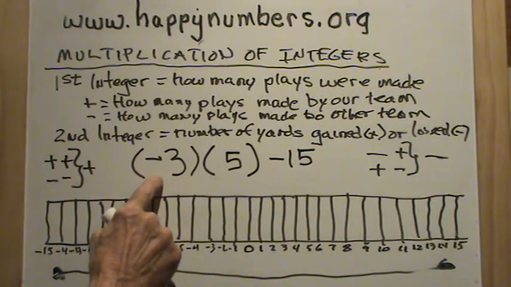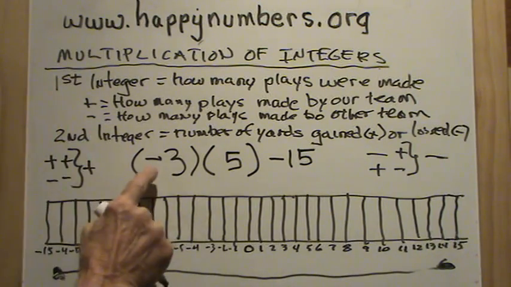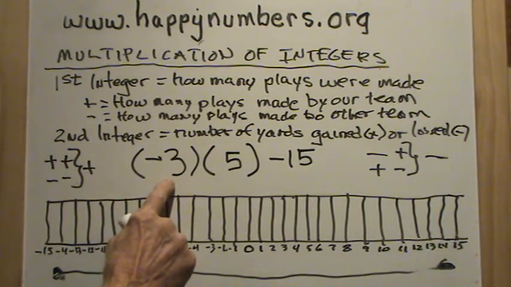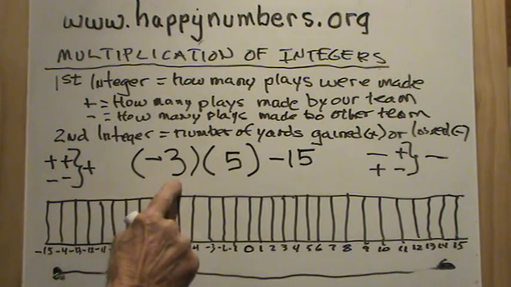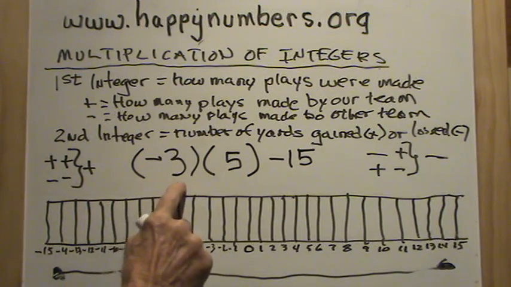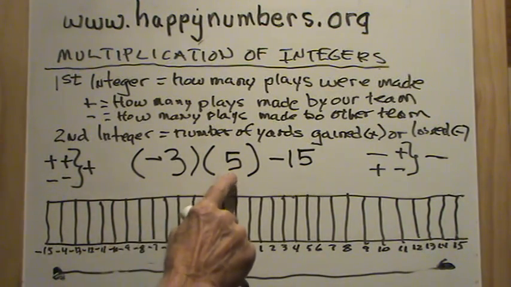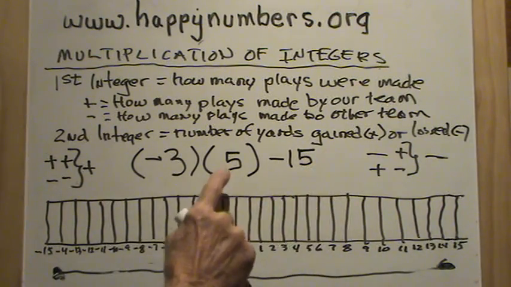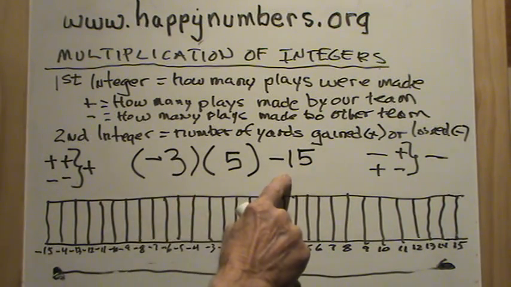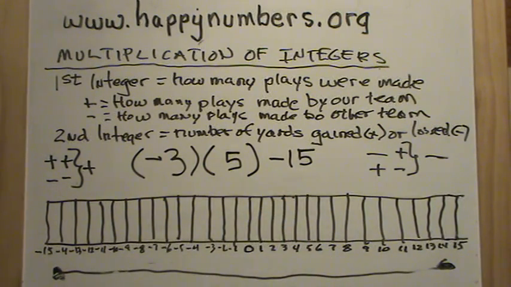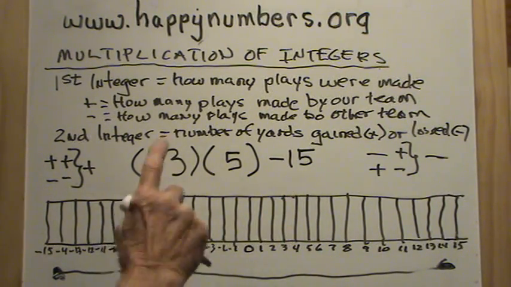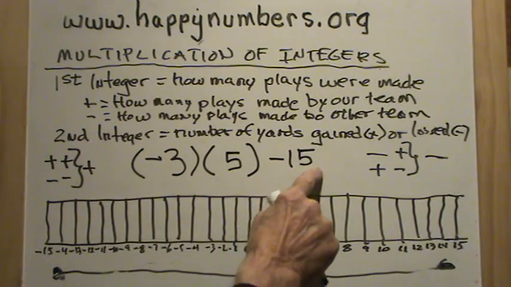The other team did 3 plays. The first number is negative, so we think in terms of how many plays, and since it's negative, it means the other team did the play. So the other team had 3 plays, and on each play, they gained 5 yards, since this is positive. So our team lost 15 yards because the other team gained 15. So a negative times a positive gives us the negative.